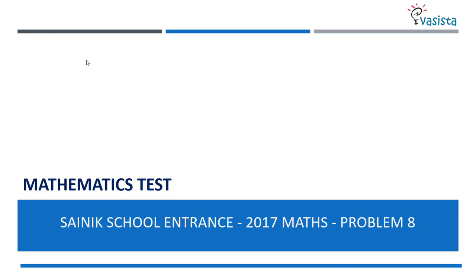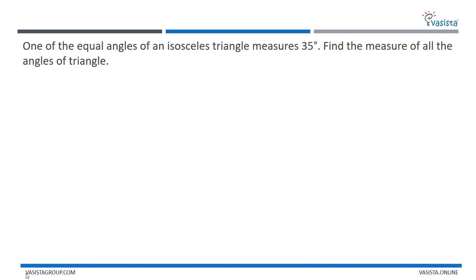So let me go with problem number 8. Right here, what they have given, let us check out here. One of the equal angles of an isosceles triangle. This is a very important thing. One of the equal angles of an isosceles triangle measures 35 degrees. Find the measure of all the angles of the triangle. That is what we need to find out, right?